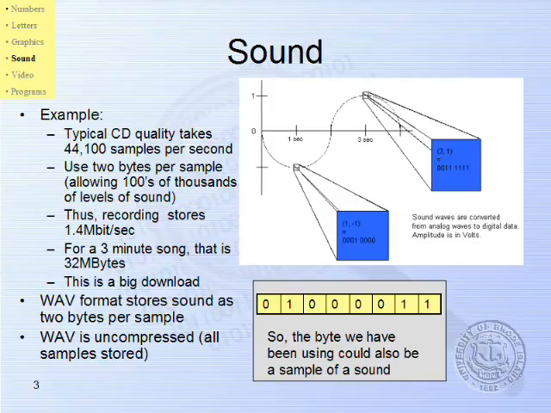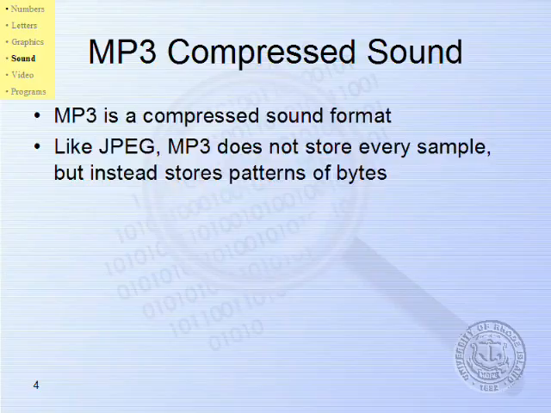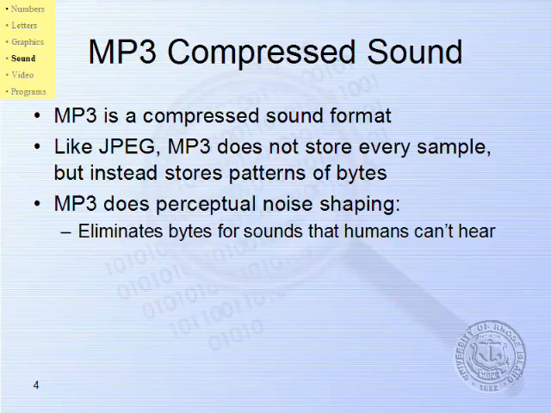Like graphics, sound has compressed formats too to make it more manageable to work with. The most popular form of compressed sound is MP3. Like JPEG, MP3 does not store every sample, but instead it stores patterns of bytes that are found after the samples have been taken and put into wave. So again, MP3 is not storing every sample, it's storing patterns of samples.